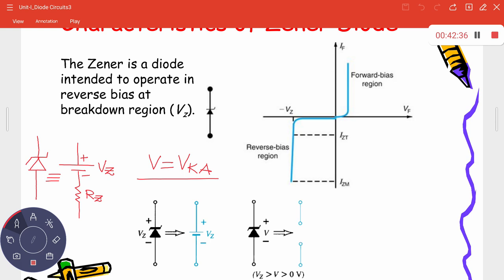Now, whenever the applied voltage, magnitude wise, is less than the mod of your breakdown voltage. Suppose your breakdown voltage VZ is minus 10. Now, when your applied negative voltage is 0 to 10, that means you are over here, 0 to 10.